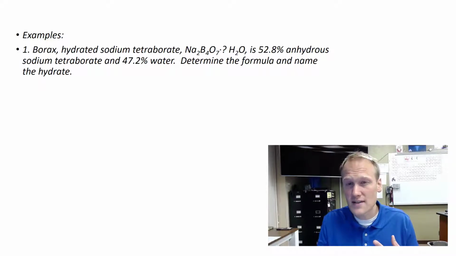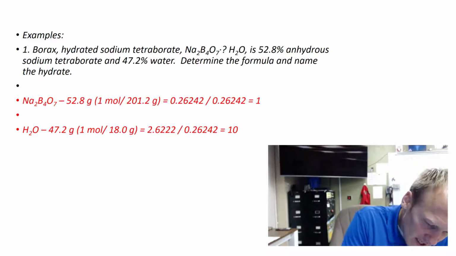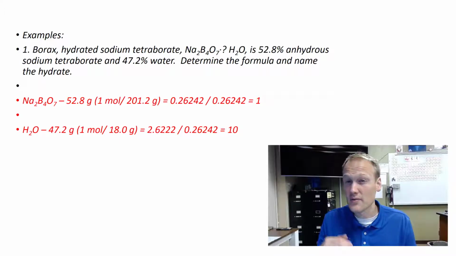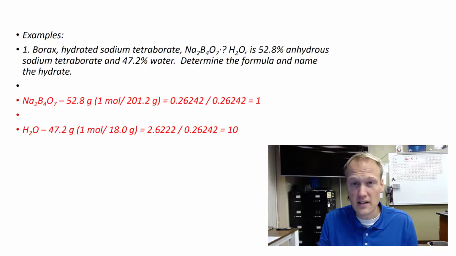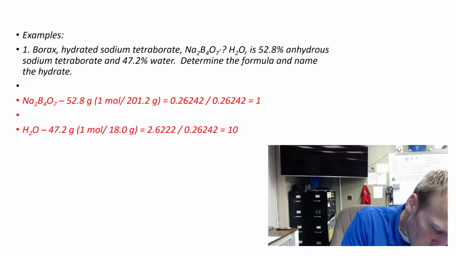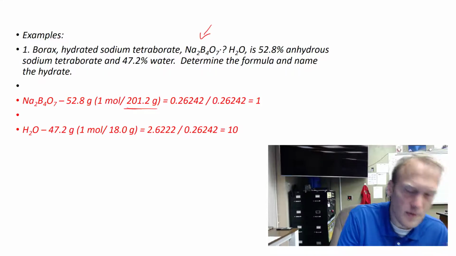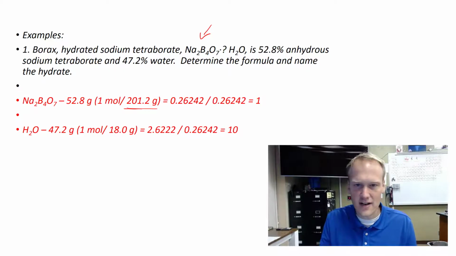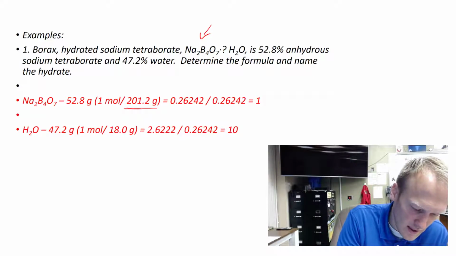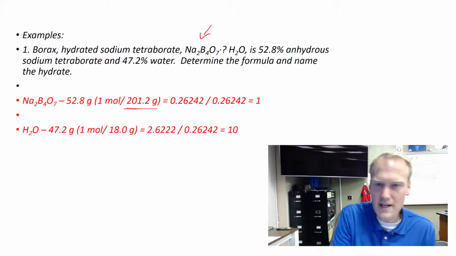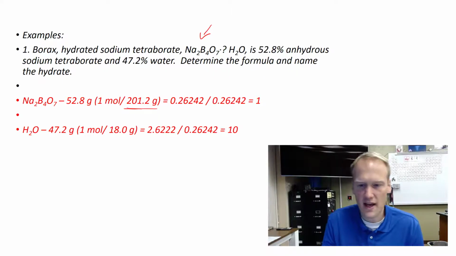We divide by the molar mass to get to moles, and then we divide by the lowest number of moles to get to whole numbers. And then we use that ratio to come up with the mole ratio. So if we look at what we have here, we've taken the 52.8% and turned that into grams, because if we assume a 100-gram sample, it would be 52.8 grams. Then we're going to divide by the molar mass of Na2B4O7. If you add up 2 sodiums, 4 boron, and 7 oxygen, you get 201.2. So 0.26242, that's how many moles of the anhydrous salt we have.